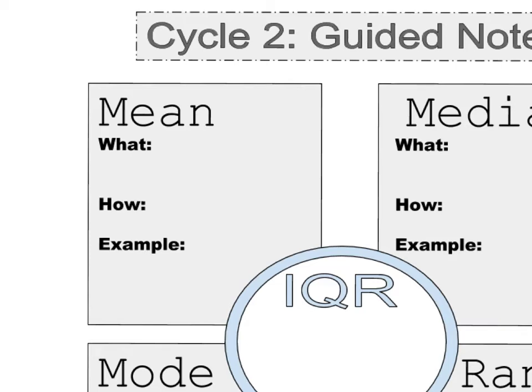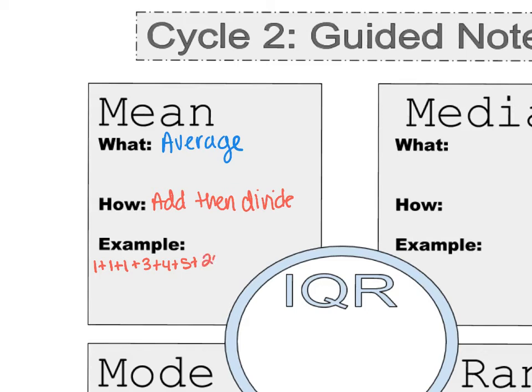So for mean, what is mean? It's the average. And how do you find it? You add, then divide. So here's our example. If we add all of the numbers in our data set, we get 35. And then we divide by how many numbers there are. We have 1, 2, 3, 4, 5, 6, 7 numbers in our data set. So 35 divided by 7 gives us 5, and so 5 is our mean.